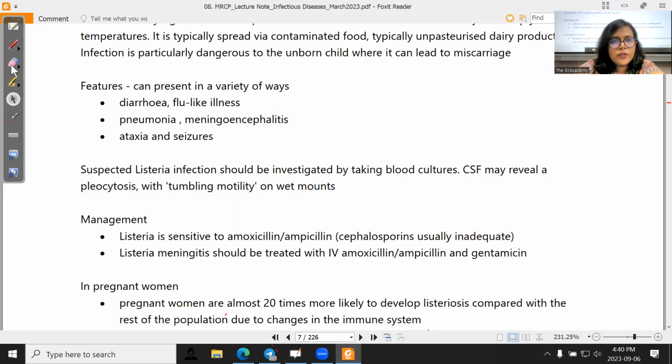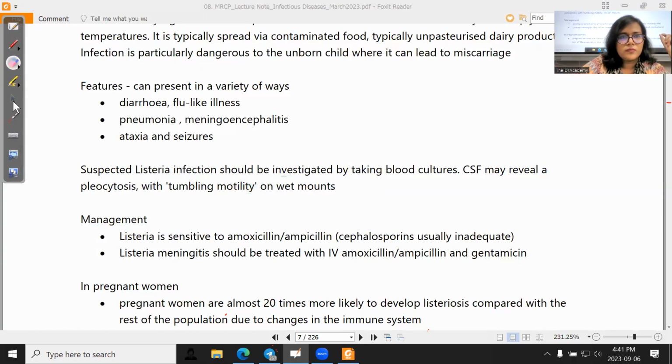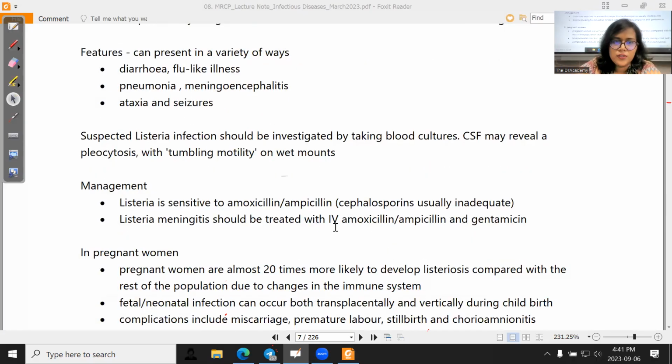Here you can see another important line: tumbling motility on wet mount. So always try to look for something exceptional, because that will help you in the exam. If you do a blood culture or CSF and put it on a wet mount, there will be tumbling motility, which is very specific for Listeria monocytogenes. On the other hand, Vibrio cholerae, the organism responsible for cholera, looks like a shooting star on wet mount. But tumbling motility is seen in Listeria monocytogenes.